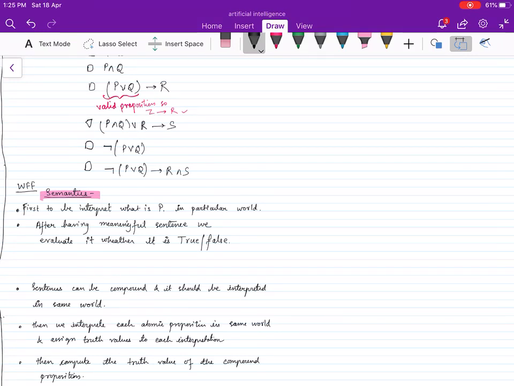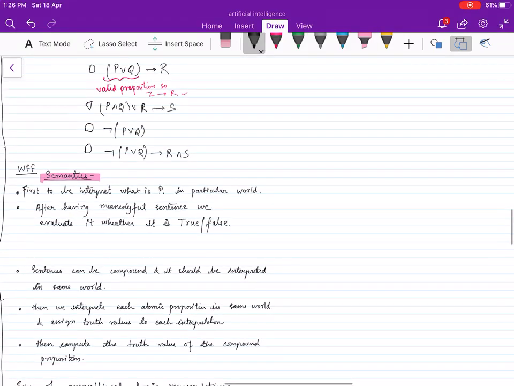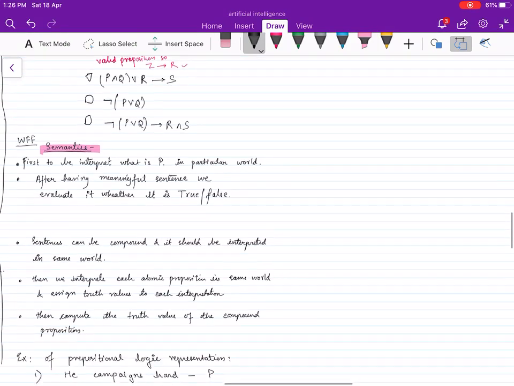Sentences can be compound, that is, after combining two or three proposition sentences, they form a compound sentence. It should be interpreted in the same world. Then each sentence of a compound sentence is interpreted. Then we assign a truth value to each interpretation. Then we compute the truth value of the combined proposition.